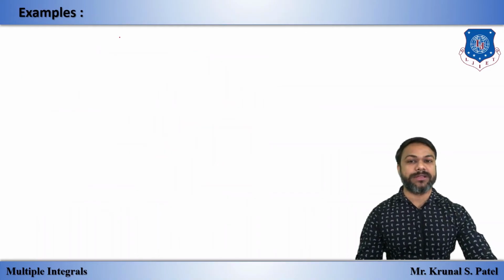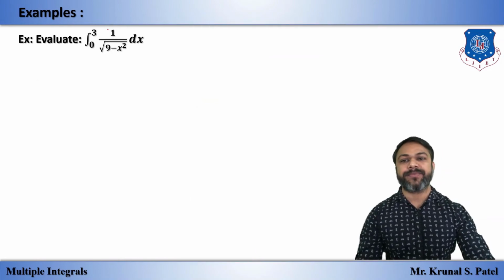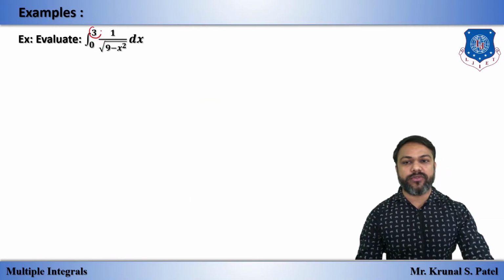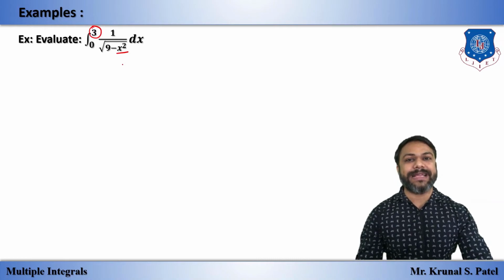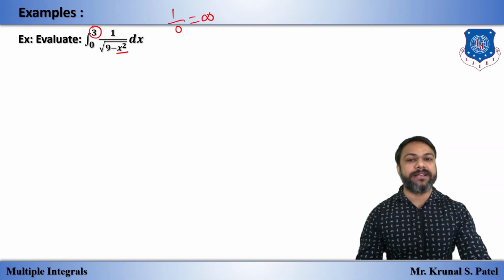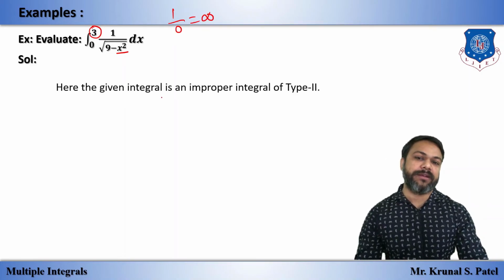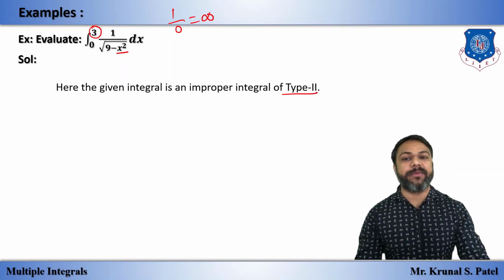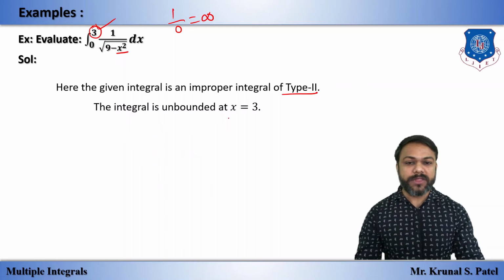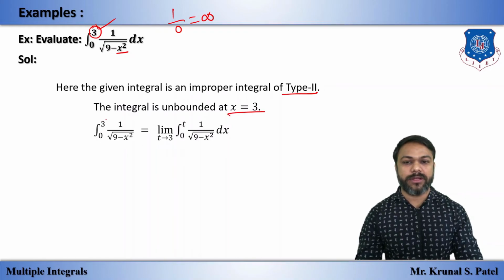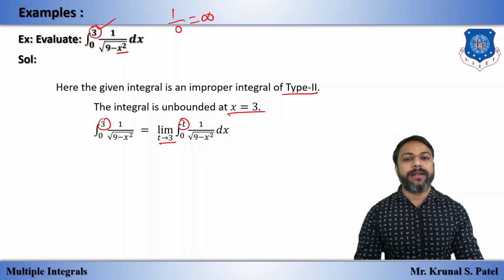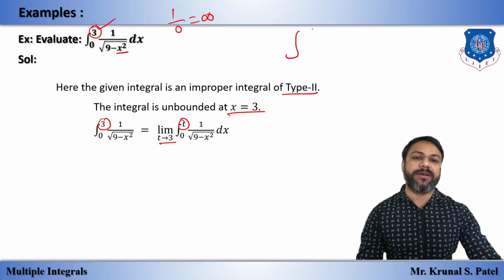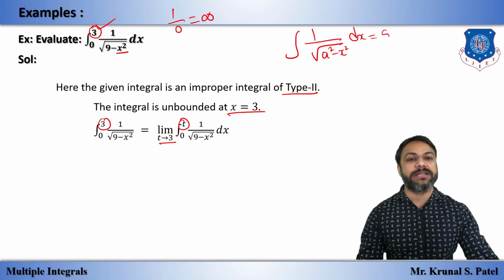So now let's have a look at three different examples. First example: if we put 3 here, 3 squared is 9, 9 minus 9 is 0, and 1 upon 0 is infinite, so it is of second kind. We will take the limit for this 3. It is unbounded at 3, so t tends to 3 and we put t. Now for the formula, we have 1 upon under root of a squared minus x squared, which is sine inverse of x by a.